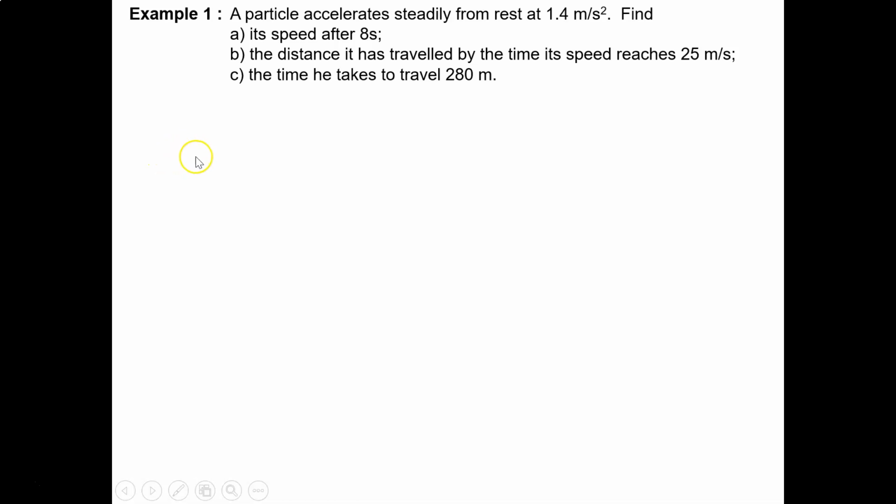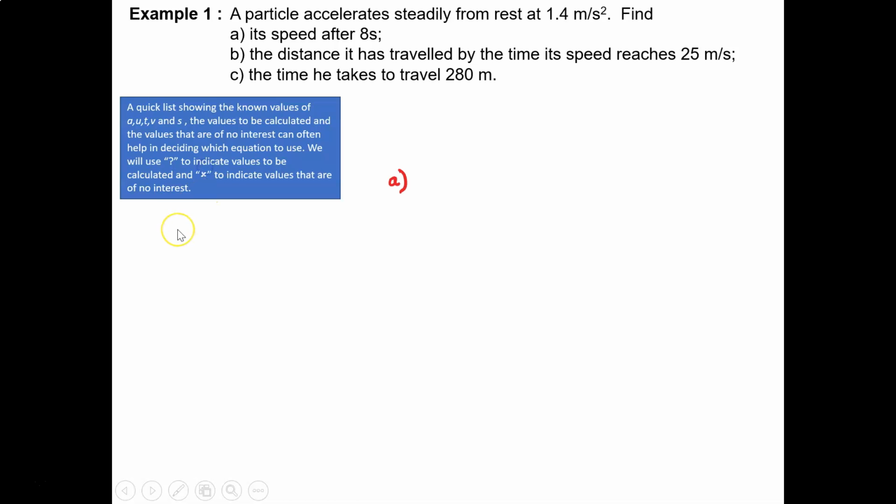Let's see what information we know. A quick list showing the known values of A, U, T, V, and S, the values to be calculated, and the values that have no interest to us can often help in deciding which equation to use. We'll use a question mark to indicate values to be calculated and a cross to indicate values that are of no interest to us at all.